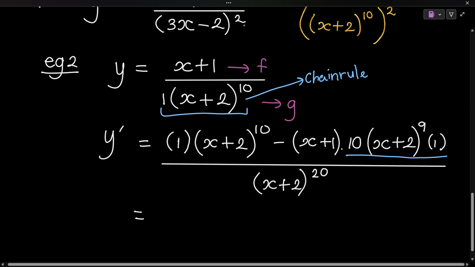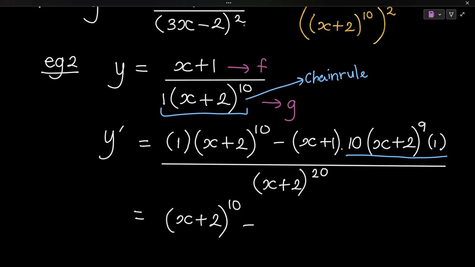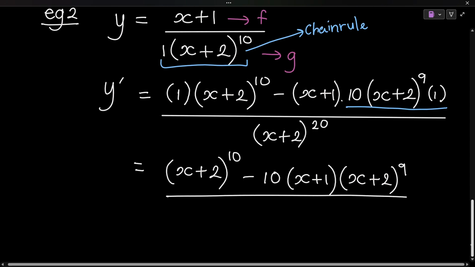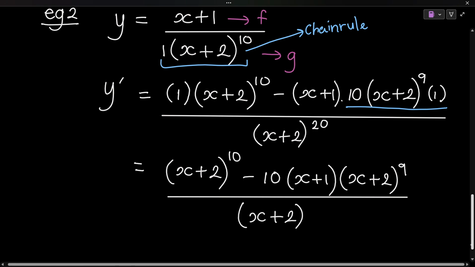Now, to simplify the numerator, we've got 1 times the first bracket, so it will stay as is, x plus 2 to the power 10. Now we can actually multiply any constants or coefficients. We've got 10 times 1, which is going to be 10. And we've got this bracket of x plus 1, and we've got the bracket of x plus 2 to the power 9. And we've got our denominator, x plus 2 to the power 20.